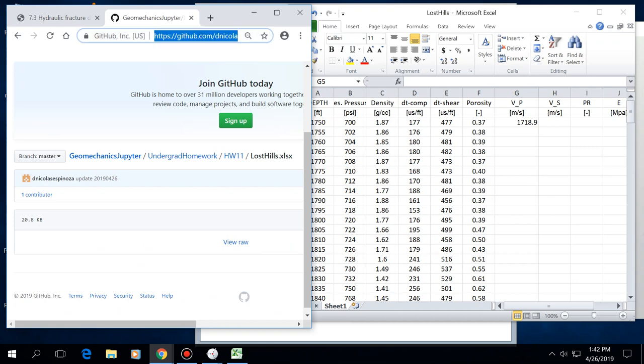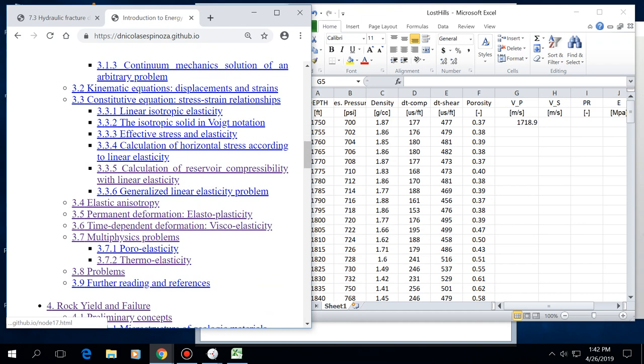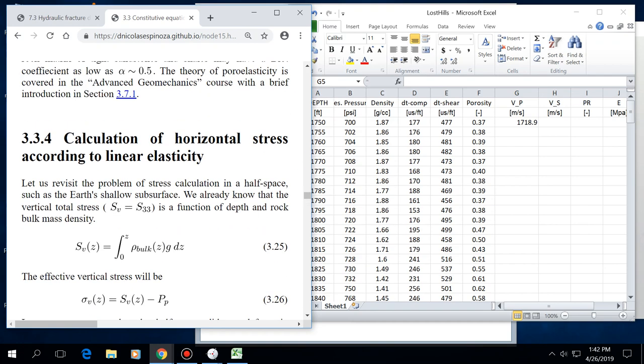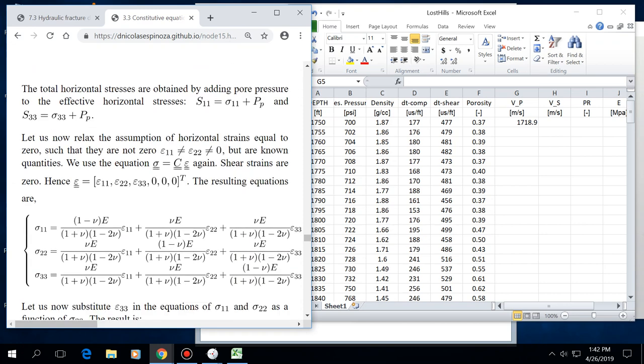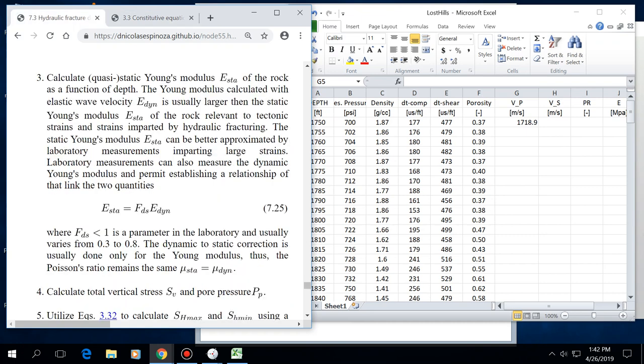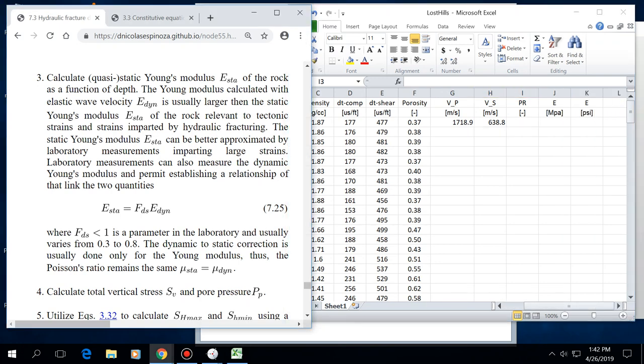In case you don't remember the equation that we need to use, let me refresh that. Once you compute vertical stress, these are going to be these two equations over here. These two, okay? All right, so you can start working, and I'll work also here. So that's for shear, okay, makes sense. Poisson ratio.